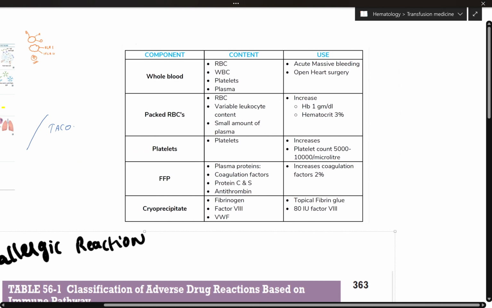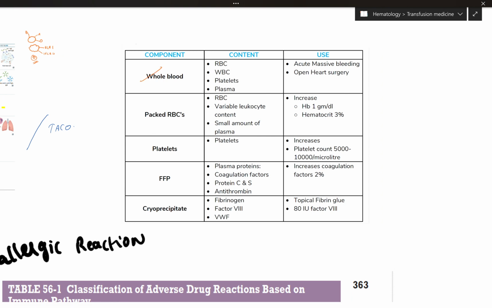It can be whole blood, or it can be red blood cells, platelets, or white blood cells, clotting factors like cryoprecipitate, and plasma. Fresh frozen plasma has everything in it. Basically, it has plasma proteins, coagulation factors, protein C, protein S, antithrombin 3. So you need to know the indications of each.